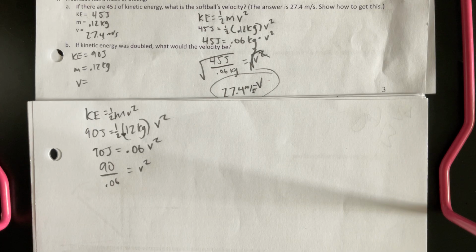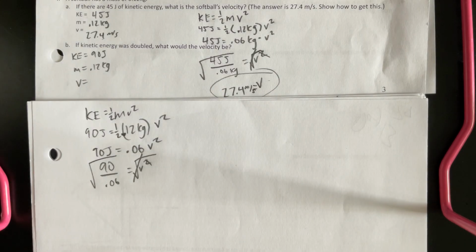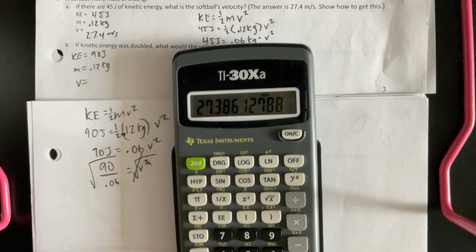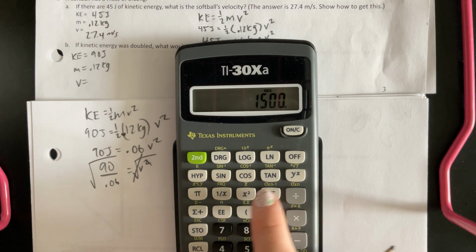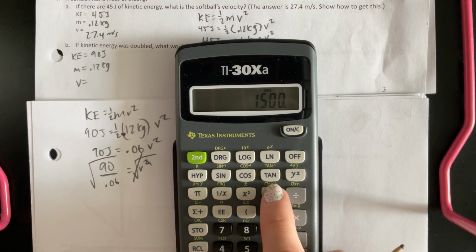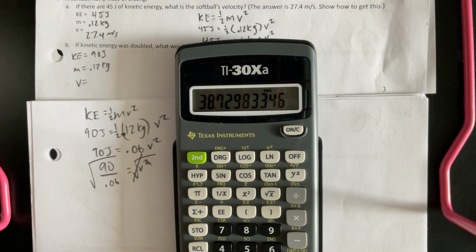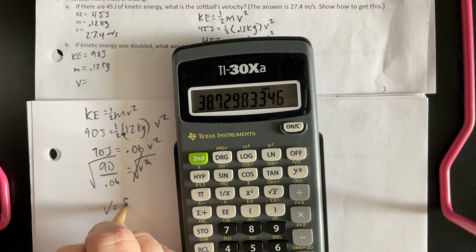Hopefully. And how do I undo squaring? Square root. Good, so I'm gonna square root both sides. Okay, so I'm gonna do the square root of 90 divided by 0.06. So let me type that in. 90 divided by 0.06, and then I wanna square root that. Okay, cool. So that's gonna be 38.72. So I'm just gonna put 38.7. So my velocity is gonna be 38.7.